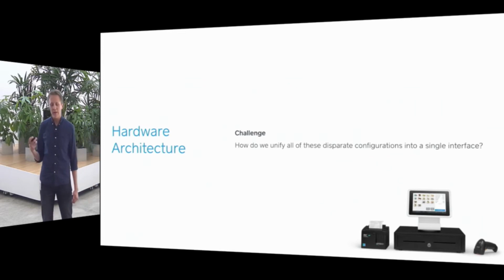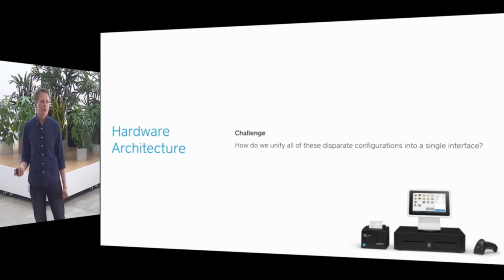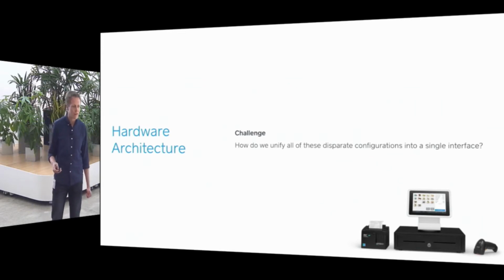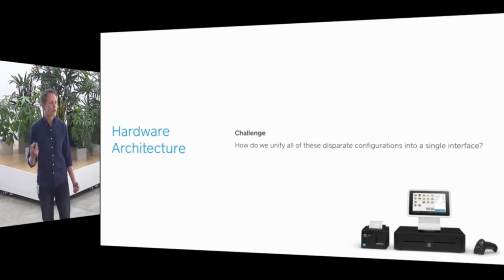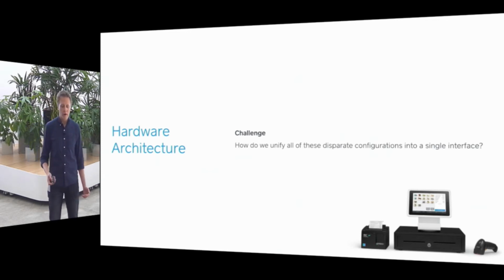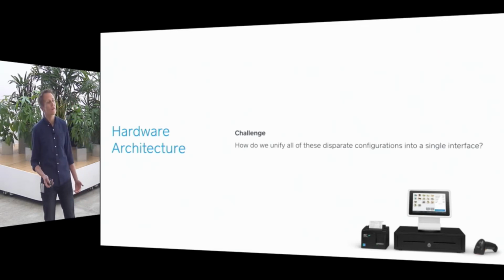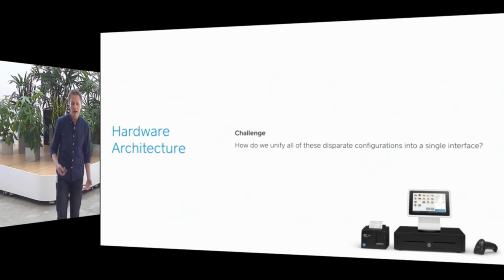Our challenge is how do we unify all of these disparate configurations into a single interface that the app talks to? When you want to print a receipt or a barcode, or scan a barcode, or swipe a card, the responders or callers should not care about underlying implementation details. Basically, the app code should be talking to one API and one API only.